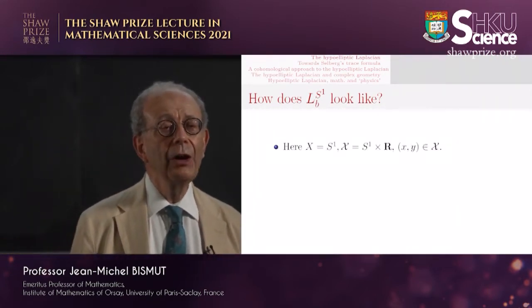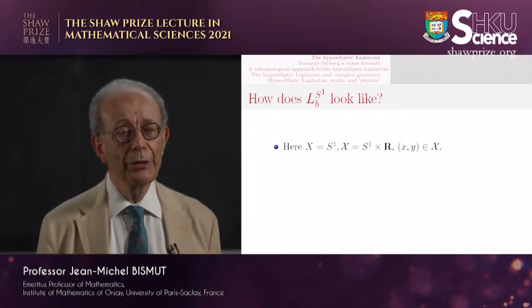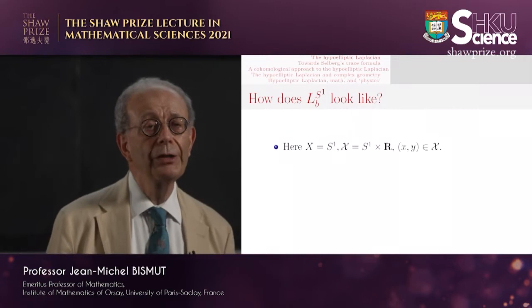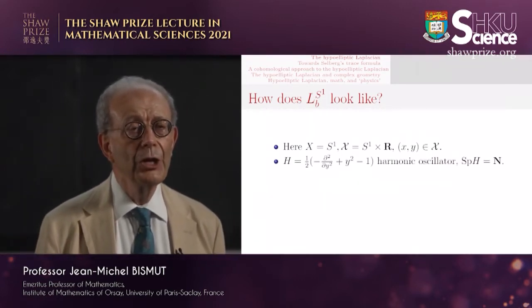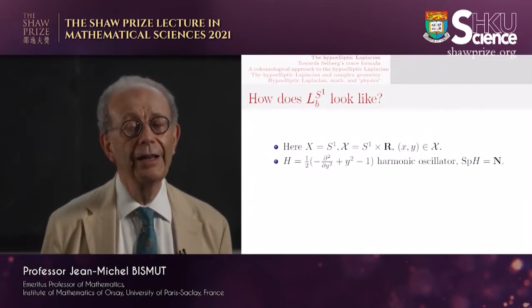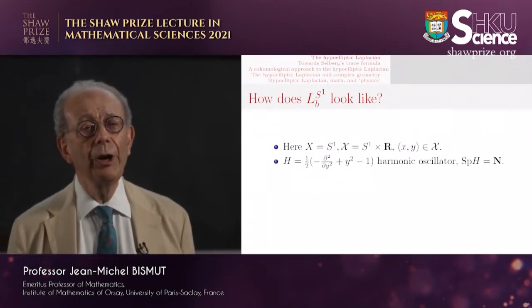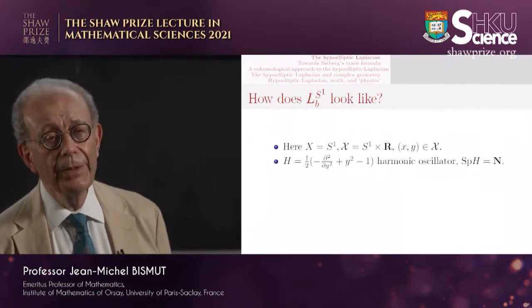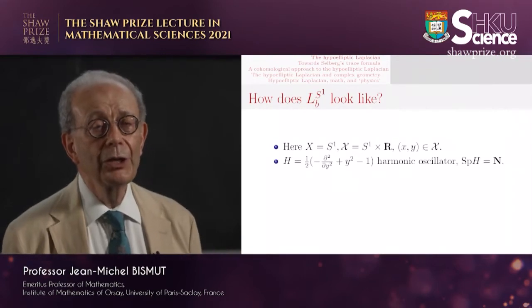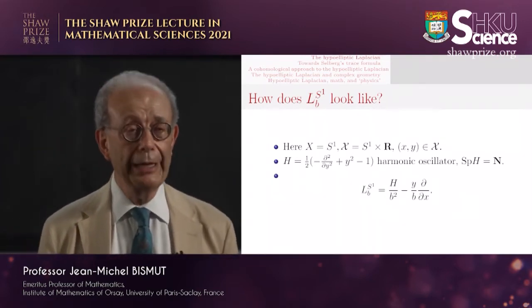So let me explain how the hypoelliptic Laplacian looks like. I took the simplest case possible. The manifold X will be the circle, so that the total space of its tangent bundle is S1 cross R, whose generic point is written as (x, y). So first of all, I introduce a differential operator just in the coordinate y. That's a well-known operator in mathematical physics, in quantum mechanics. That's the so-called harmonic oscillator. The harmonic oscillator is a self-adjoint elliptic operator, and it's well known that its spectrum consists of the integers.